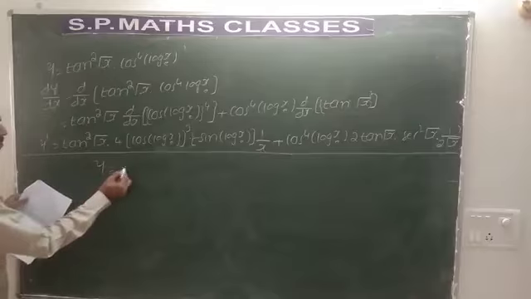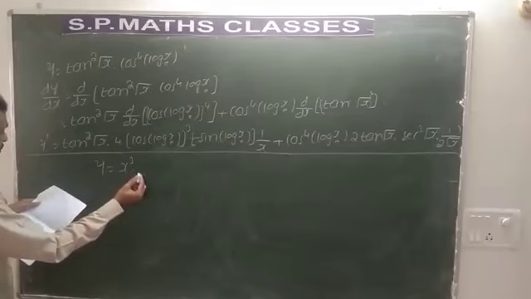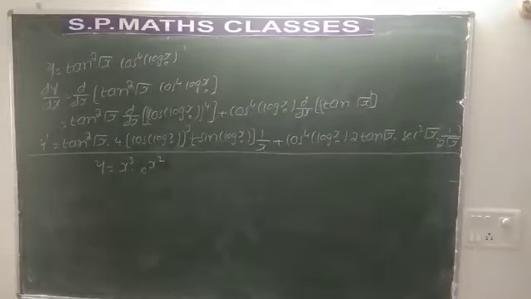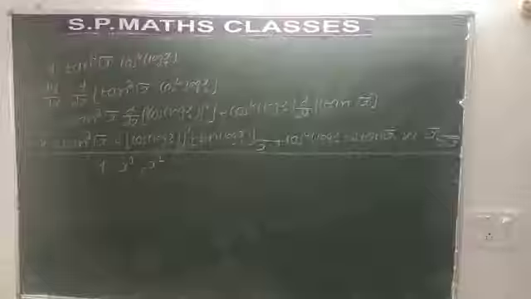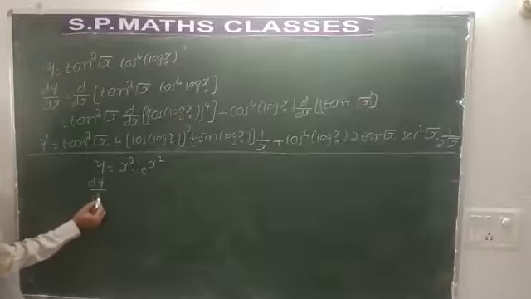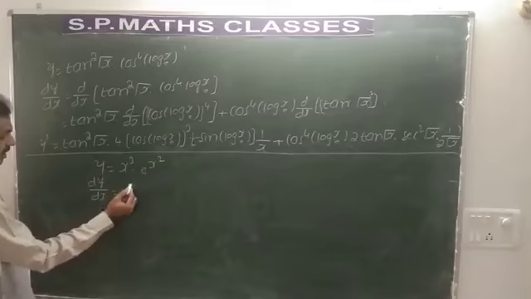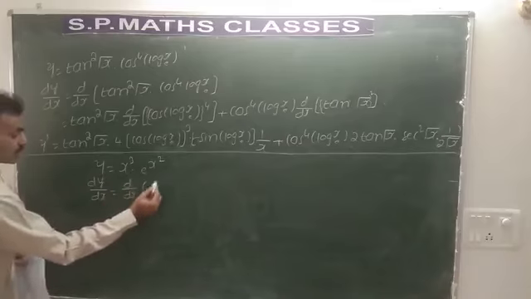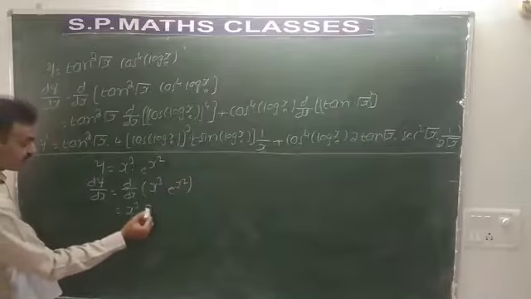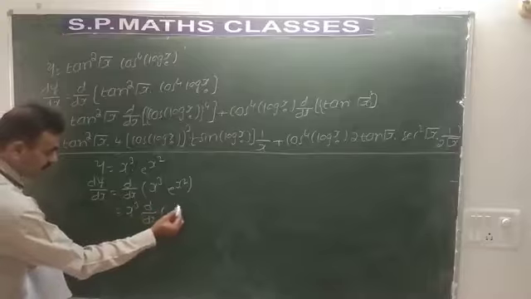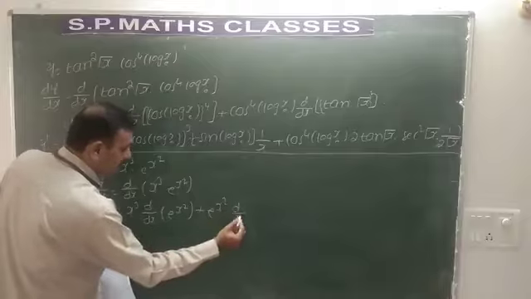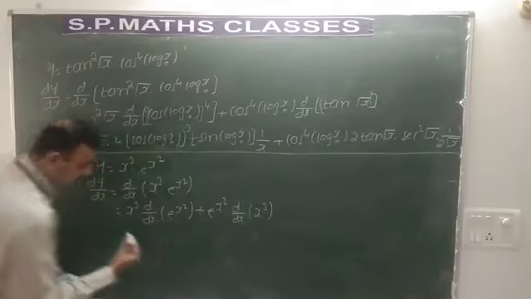Now we have a very simple one, x cube into e power x square. This is what the function given. X cube into e power x square. Now we need to take the derivative dy by dx. First here d by dx of x cube into e power x square. How to simplify this? First function, derivative of second. Second function into derivative of the first. Hope you have understood this.